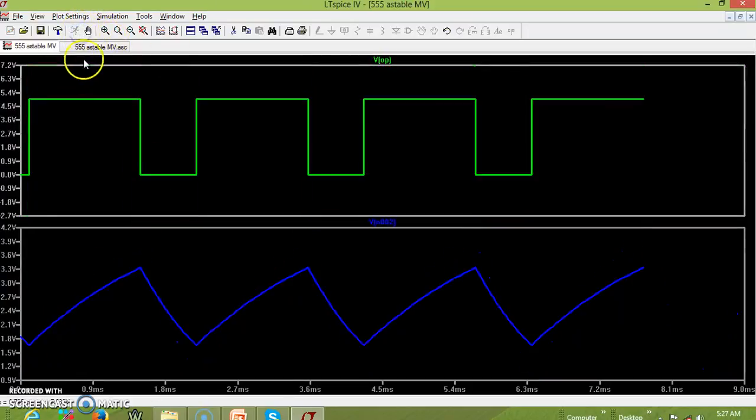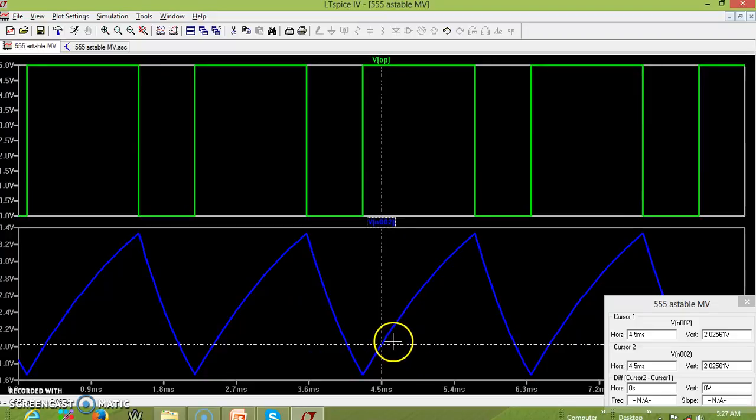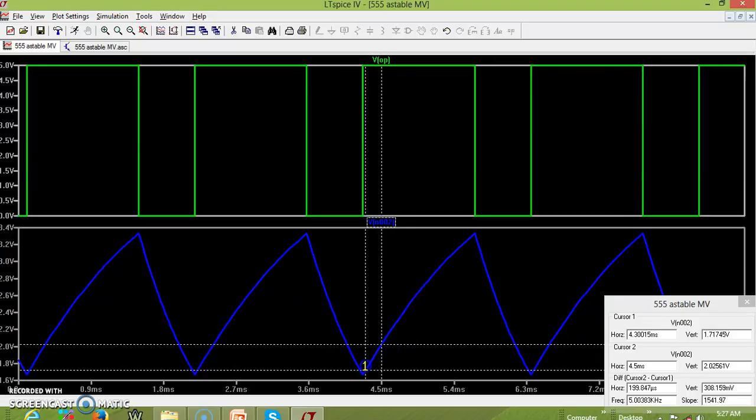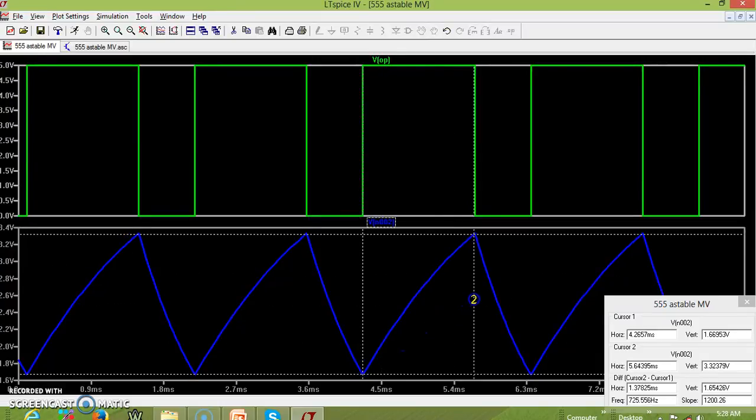Let me take this cursor and try to see what this voltage is. 1/3 of 5 is 1.66 and 2/3 of 5 is 3.33. You can see the capacitor voltage is ranging from 1.66, that is 1/3 VCC, to 3.33, which is 2/3 VCC. If the capacitor voltage tries to go below 1/3 VCC, output goes to high. If it tries to go above 2/3 VCC, output goes to low. So this keeps on happening.